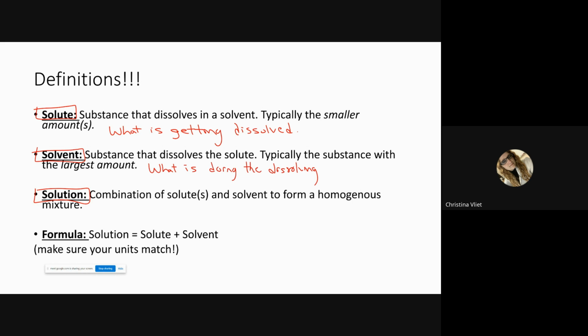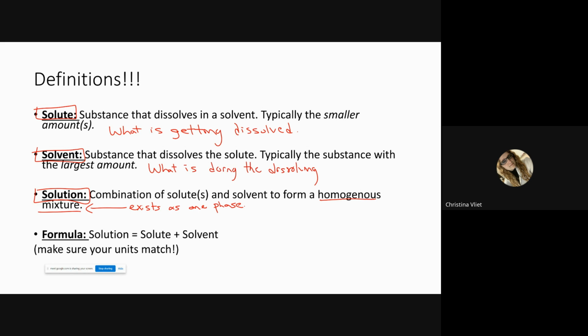And then a solution is your combination of however many solutes you have and the solvent that they're being dissolved into to form what we call a homogeneous mixture. What mixture meant? So it's a same composition throughout or thoroughly mixed. And another way of describing it is it exists as one phase. You can't take out the components, it all looks the same. It exists as one phase.